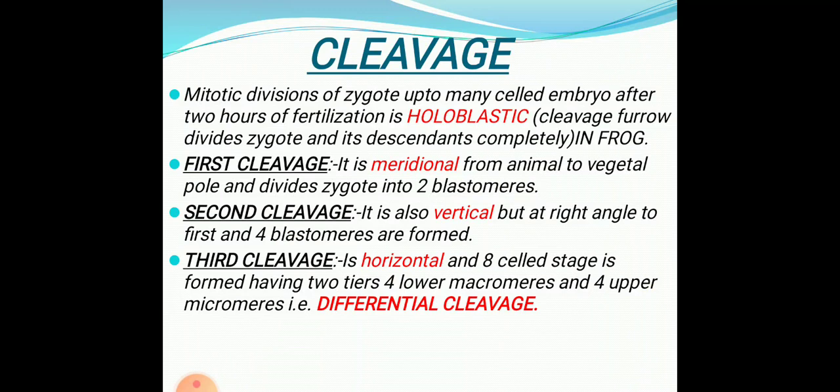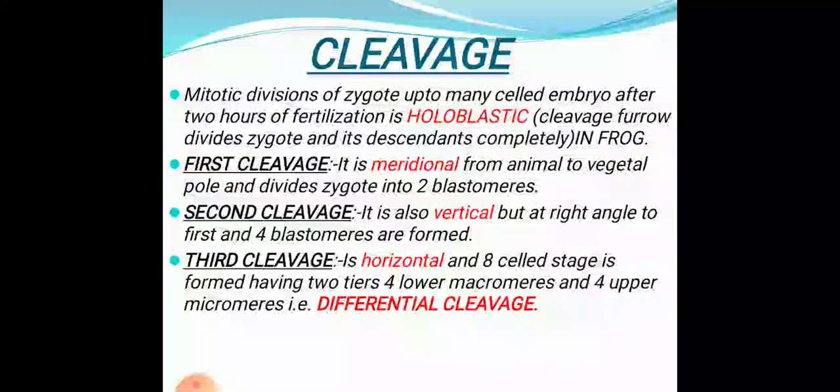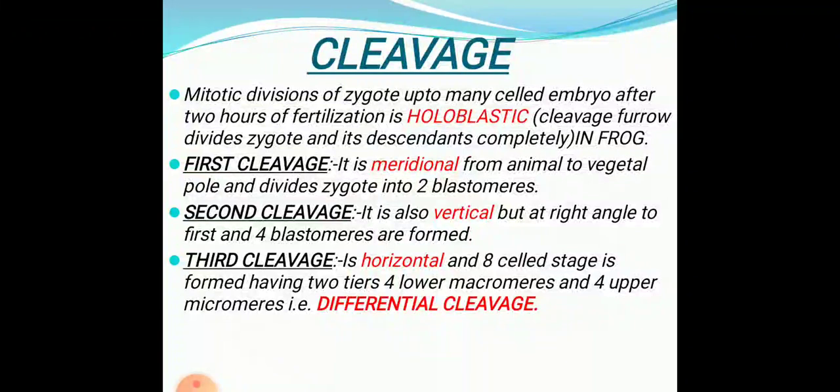And the second one is also vertical, but at right angles to the first one, resulting in the formation of four blastomeres. Then the second cleavage, what happens? It is a meridional or vertical cleavage, at right angles to the first one, and it divides the first two blastomeres and produces four cells. So this is the second cleavage.